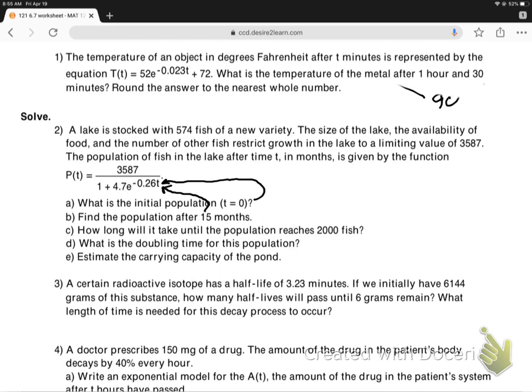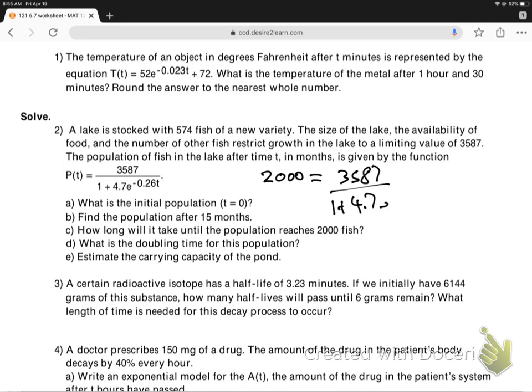So here we go. How long does it take to reach 2,000 fish? Okay, so what we're saying here is the population, left-hand side, P, is 2,000, equal to 3587 over 1 plus 4.7 e to the negative 0.26 t. I have to find t. Looks awkward, okay? Well, the point is I'm going to get rid of denominators. If I want to get rid of all of this, I'm going to multiply both sides by it.